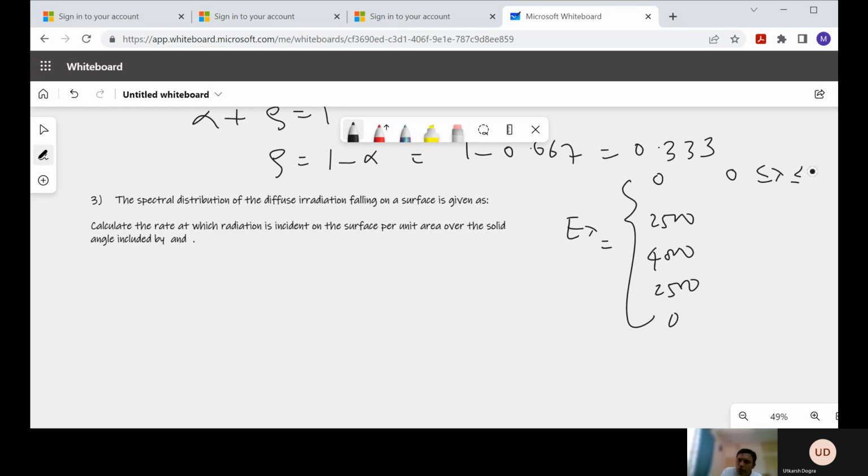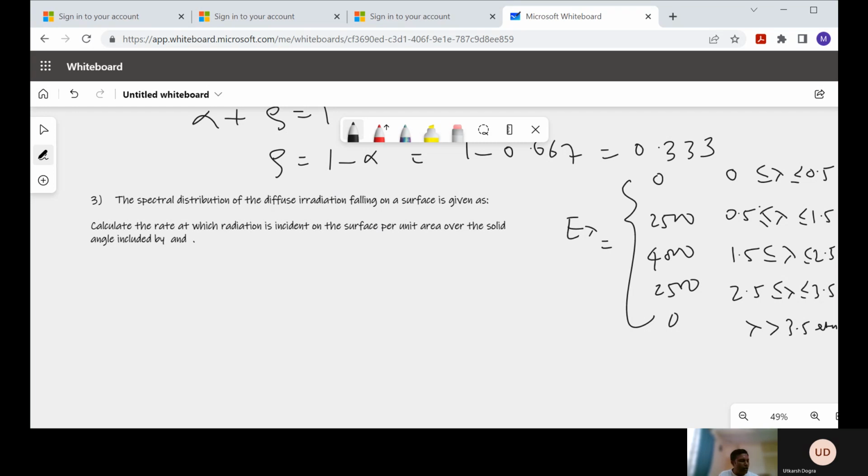0 to lambda, 0.5 micrometer. This is given as 0.5 micrometer, lambda, 1.5, and this 1.5 lambda, 2.5, and this last one is 2.5 to 3.5, and finally lambda is greater than 3.5 micrometer. This is what is given.